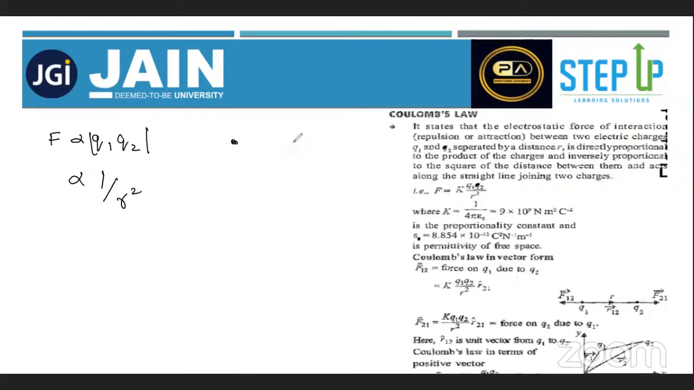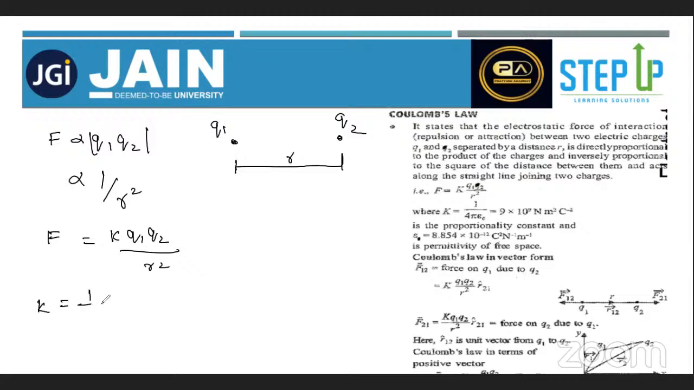If I'm assuming that these are point charges and the distance between them is r, and this is charge q1 and this is charge q2, if I join these together, I get F is equal to k q1 q2 upon r square, where k is equal to 1 by 4 pi epsilon naught. So I write it as F = (1/4πε₀) q1 q2 / r².